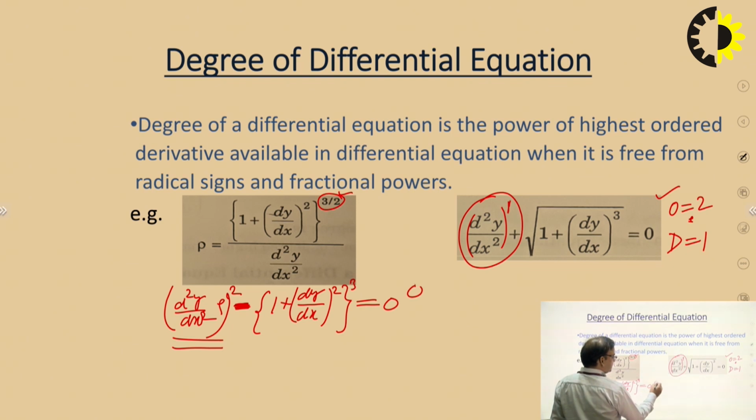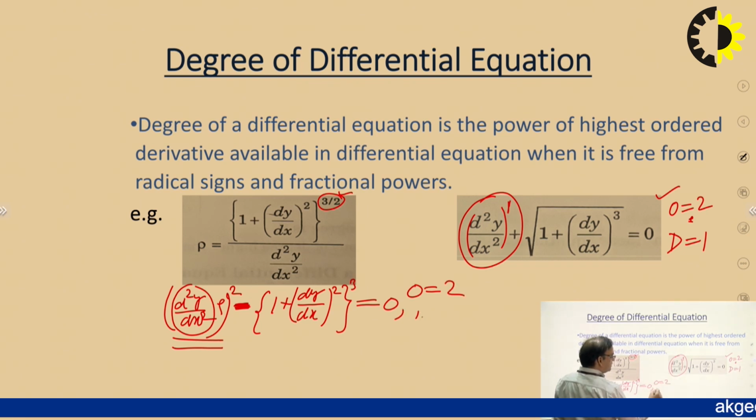So the order of this equation is given by the highest order derivative, which is 2, and the degree is given by the power of this derivative, and the power of the derivative is 2. Therefore, it is 2. So order and degree are now defined. Okay.